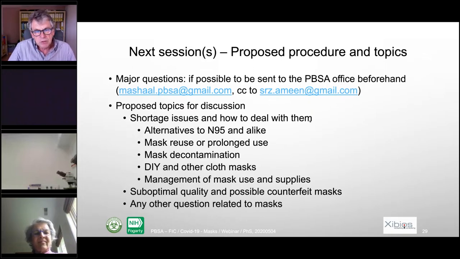Then the proposed topics for discussion. We try to sort the questions and put them into different topics. These are proposals, so we can always come with some other issues. But the main topic that we wanted to address is the shortage issue. So there is a lack of good protective masks, and so we'll look at the alternatives to N95 and similar masks. We'll also look at the possibility to reuse masks or possibly to use them longer than initially planned for this type of mask. We'll also discuss mask contamination in order to be able to reuse them, and then also discuss the interest and protection that we can gain from do-it-yourself or other cloth masks. Also, we can discuss the management of mask use and supplies, for instance in an organization or a region, to be sure that the right masks go to the right persons.